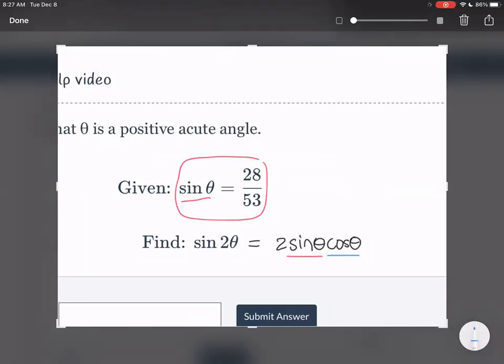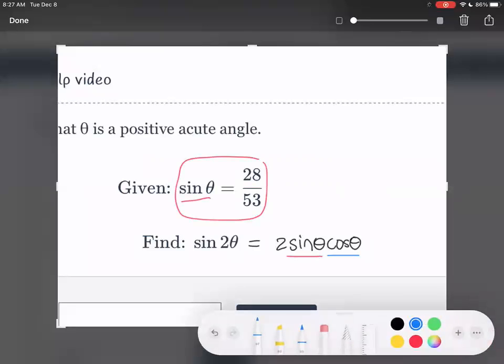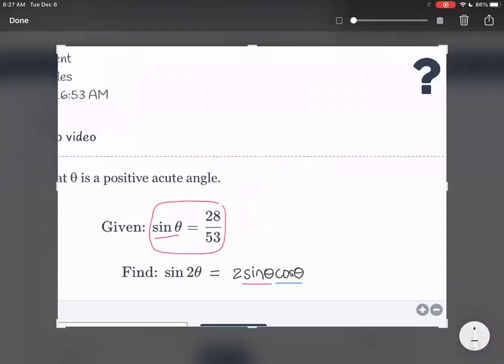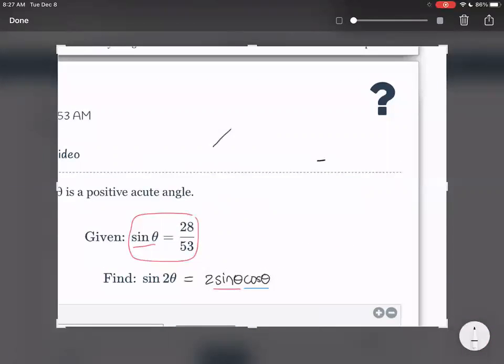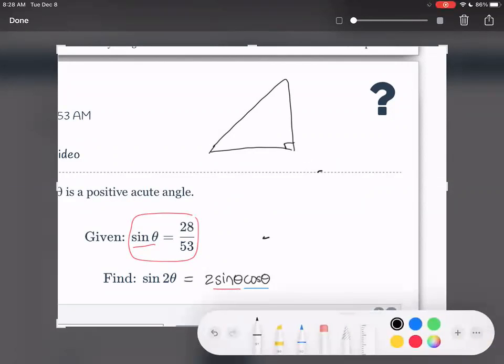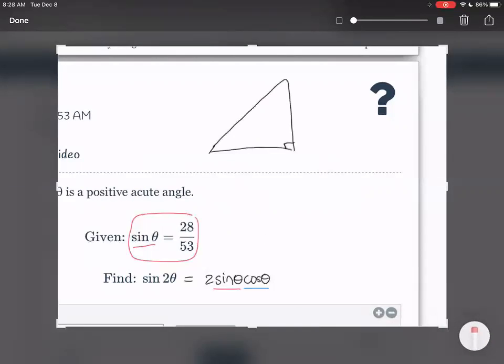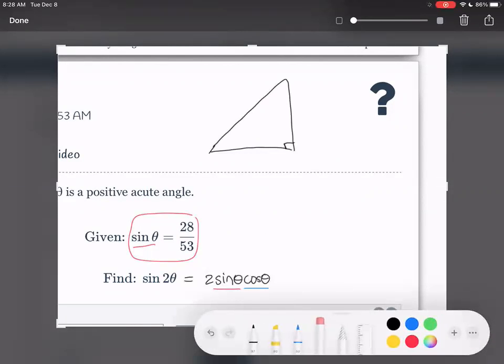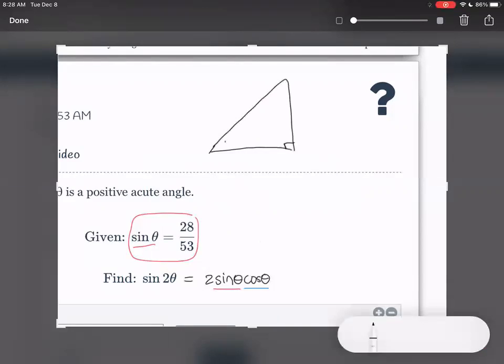And you probably guessed it, in order to find cosine theta, we are going to use the triangle. Okay, so let's go ahead and draw a triangle somewhere where we have space. I'll just draw my triangle over here. So here's my right triangle. We weren't given a letter, but we were given an angle. Okay, I'm going to make theta this angle. So this is my reference angle.